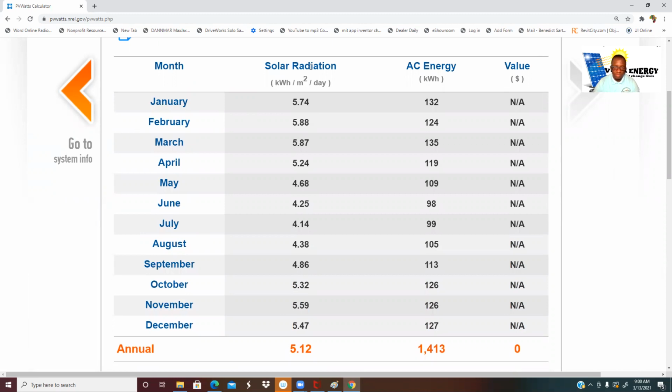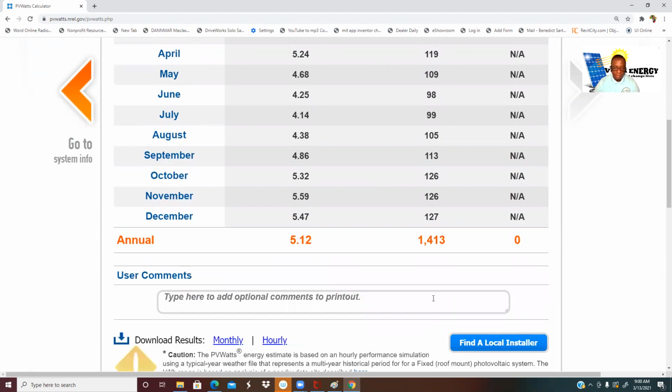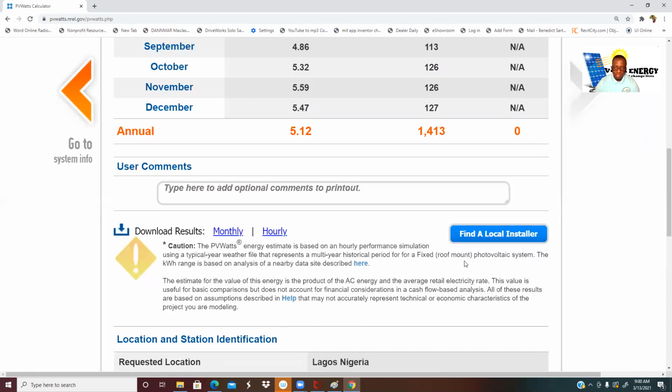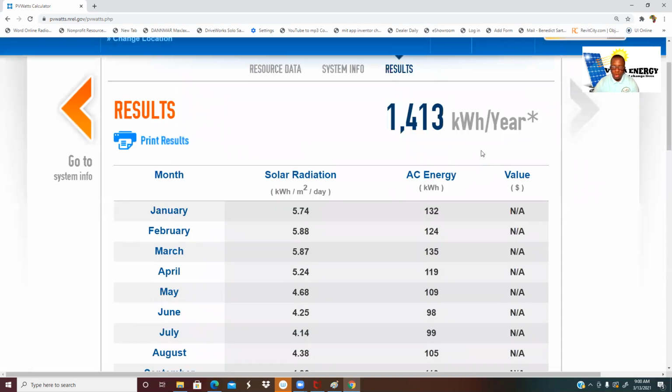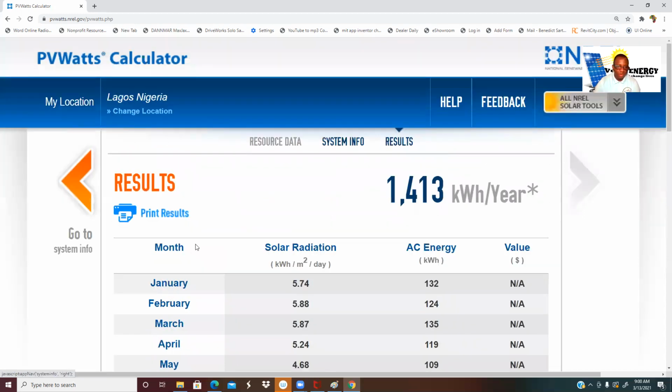Solar radiation daily. Energy, the AC energy in kilowatts, tells you that daily right here. So that's what we have. We don't know the money, we don't know how much the utility is in Nigeria. So what we need is this information right here. Now we're going to go back to our material.